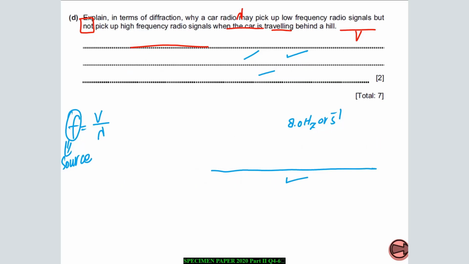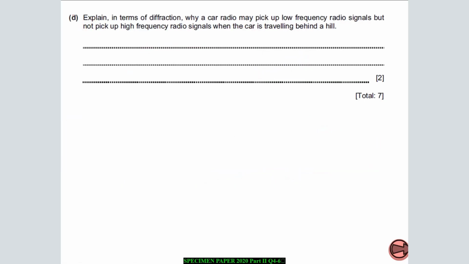Here is the last part, part D. Let's try to answer part D now. What this question is asking us, this is the first thing we need to understand. Explain in terms of diffraction why a car radio may pick up low frequency radio signals but not pick up high frequency radio signals when the car is traveling behind a hill. And the physics we need to understand to answer this question is simply diffraction.